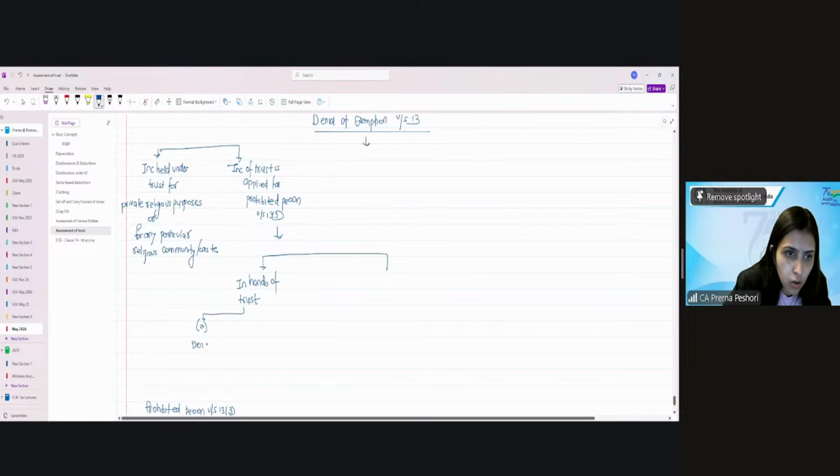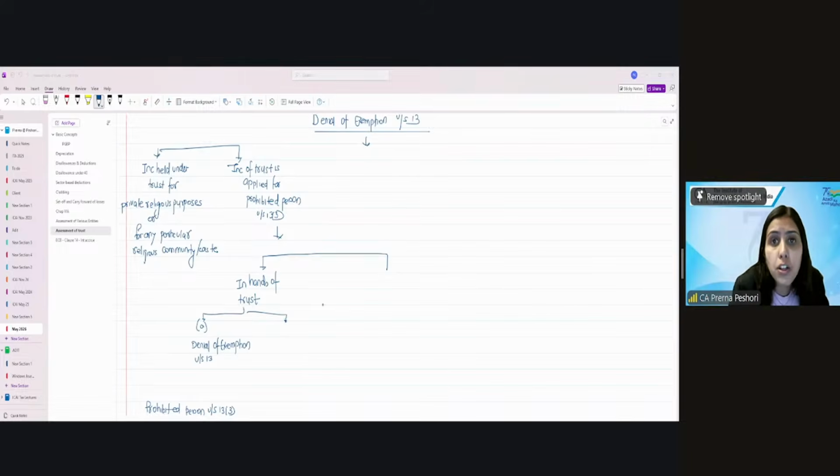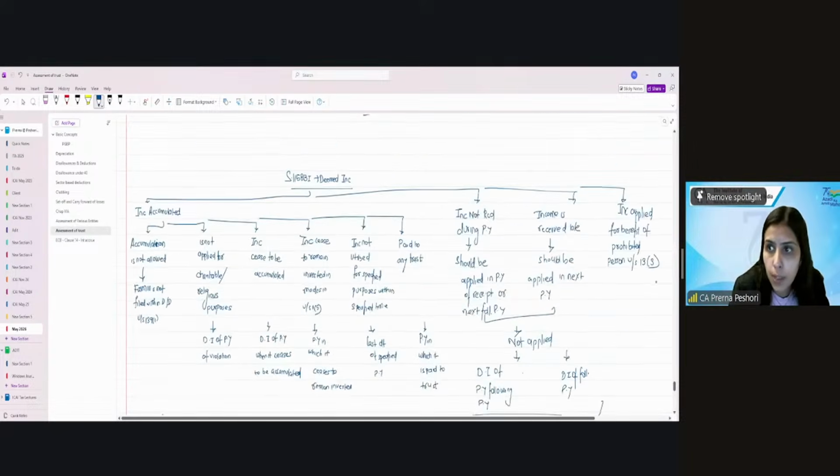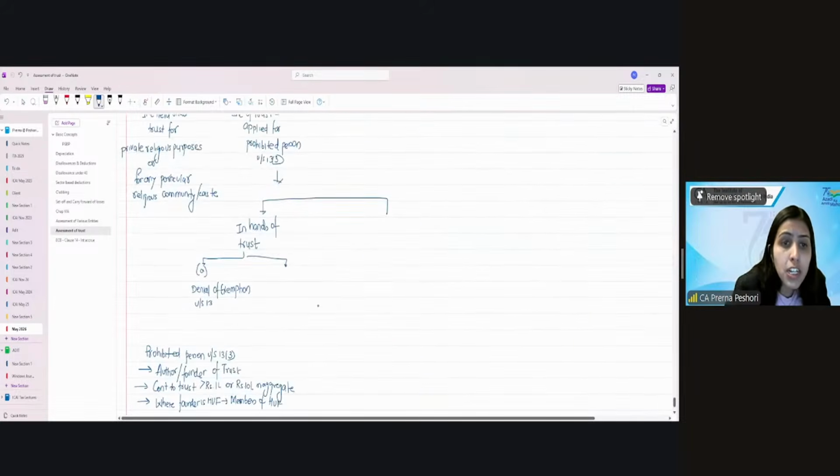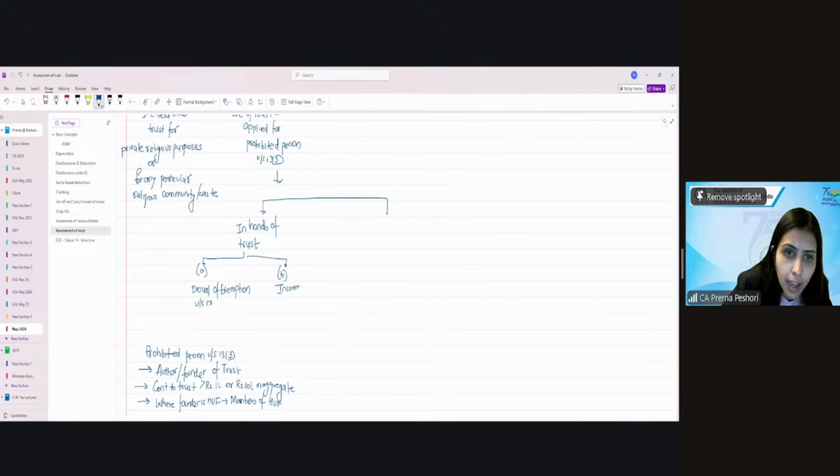First, there will be denial of exemption under section 13. Secondly, the income will be taxed at the rate of 30% on gross basis under 115 BBI. See, income applied for the benefit of a prohibited person. So not only will there be denial of exemption, but the income will be taxed under section 115 BBI at the rate of 30% on gross basis.